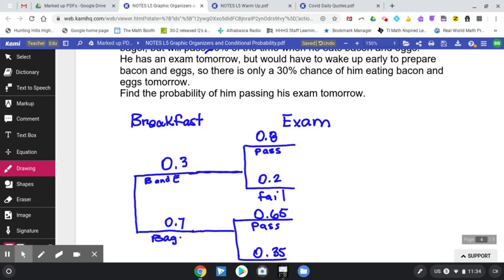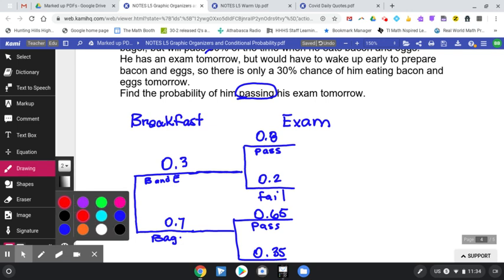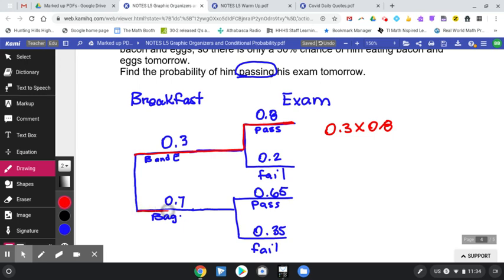All right, so we've got our chart all set up, and let's look at what the actual question wants. Find the probability of him passing. Now there's two ways that he can pass. So you see this bracket that ends with a pass. He could eat bacon and eggs and pass. So that'd be 0.3 times 0.8. So there's our and connecting with a multiplier. Another way that he could pass is that he could eat a bagel and pass the exam. So bagel and pass.